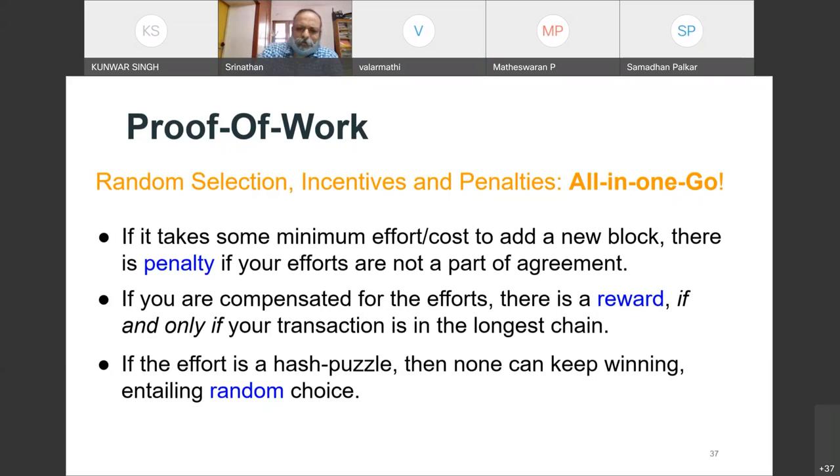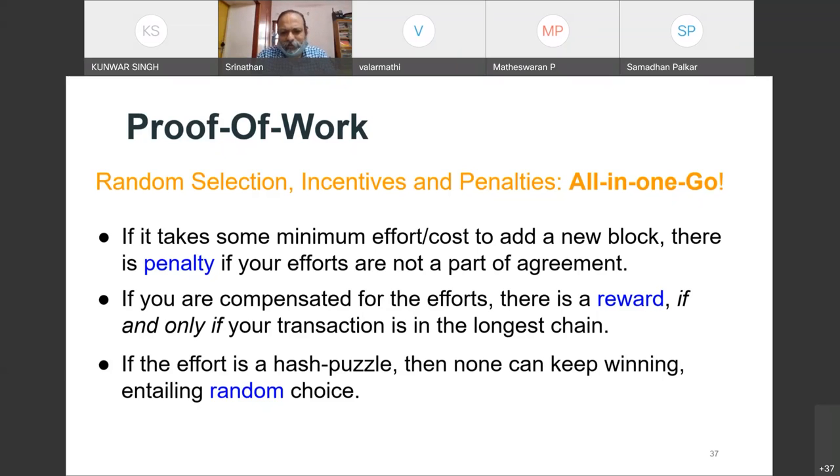So what is a hash puzzle? You have a hashing function and the hash value should be less than the threshold. For instance, SHA-1 is a hash function. The output is 160 bits. Suppose you say it should be less than 2 power 130, something like you should start with 30 zeros. That would mean that you keep doing a brute force search for about 2 power 30, and that takes about 10 minutes, let's say.